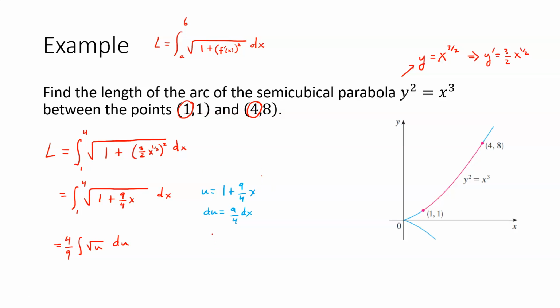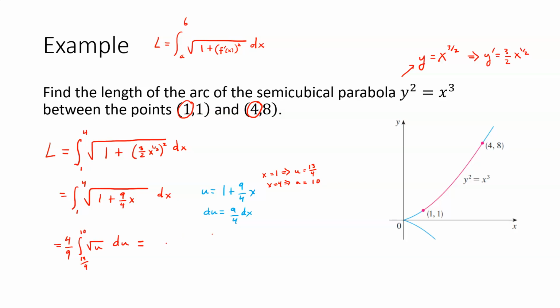So when x is 1, we get u is 1 plus 9/4, so that would be 13/4. And when x is 4, we get u equals 1 plus 9/4 times 4, so that's 1 plus 9, which is 10. So my new limits of integration will go from 13/4 to 10. And then it's a simple integral.